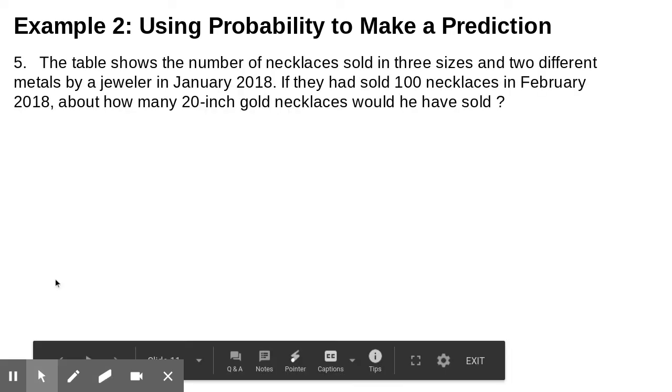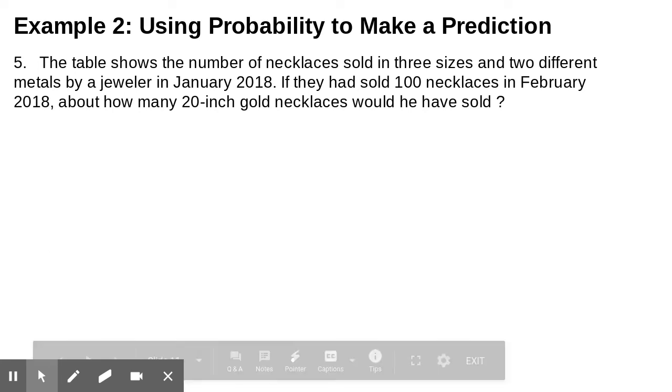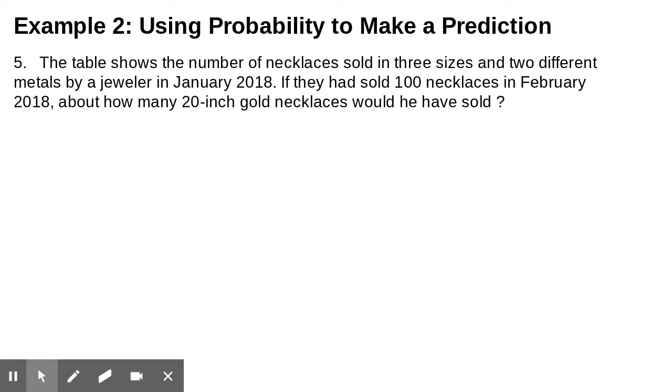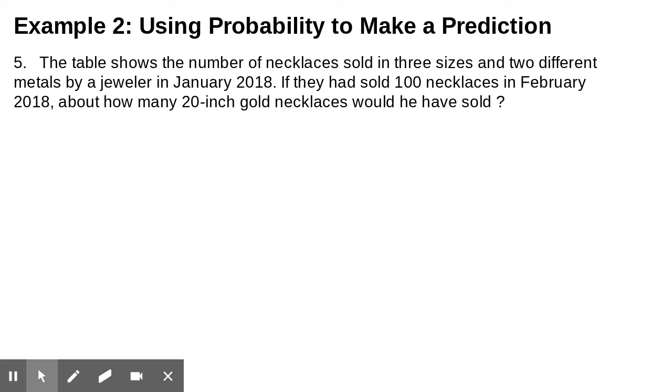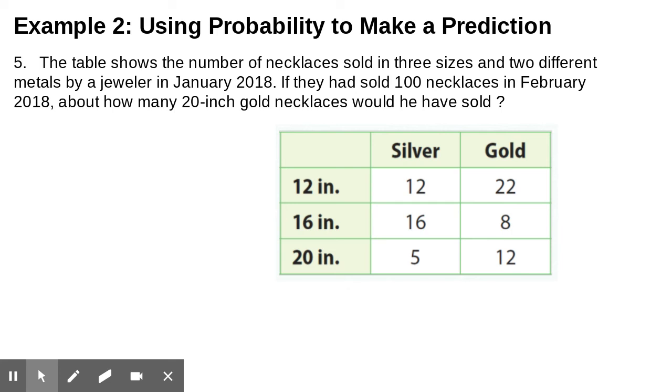All right. Let's take a look at this next one here. This one's a good one. All right, the table shows the number of necklaces sold in 3 sizes and 2 different metals by a jeweler in January of 2018. If they had sold 100 necklaces in February 2018, about how many 20-inch gold necklaces would he have sold? All right, so this might help to see.